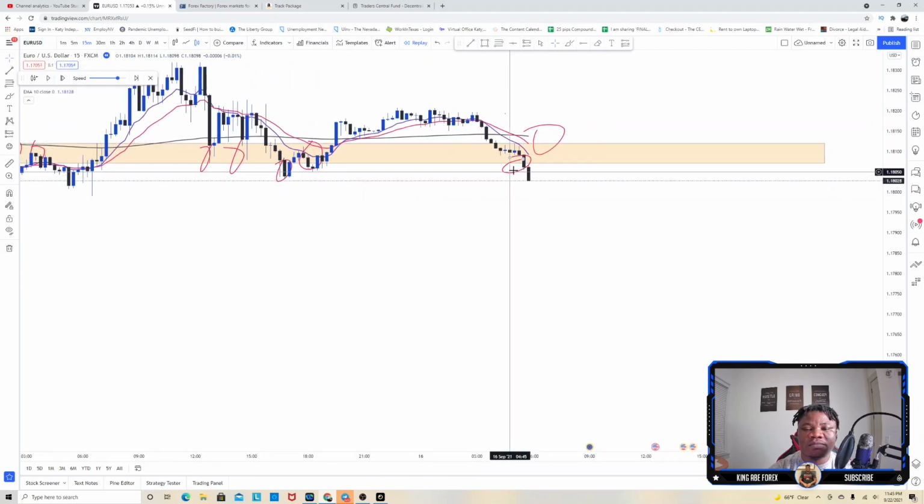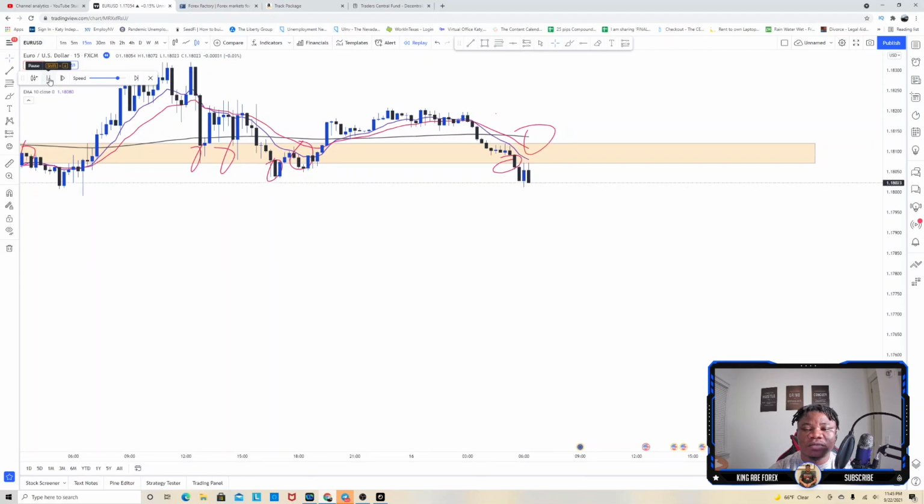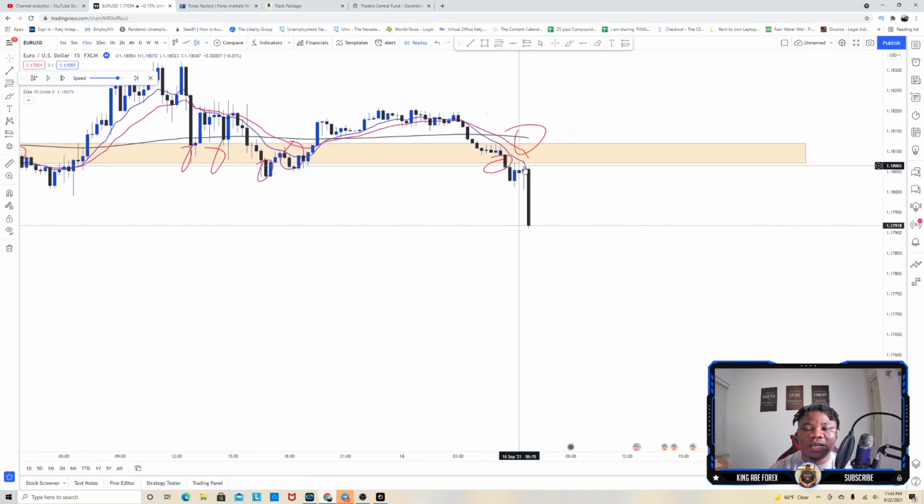We have price close below our support zone, so now we're just waiting for our entry. Now let's keep looking. Now we got our retest right over here. So now we have our sell entry.